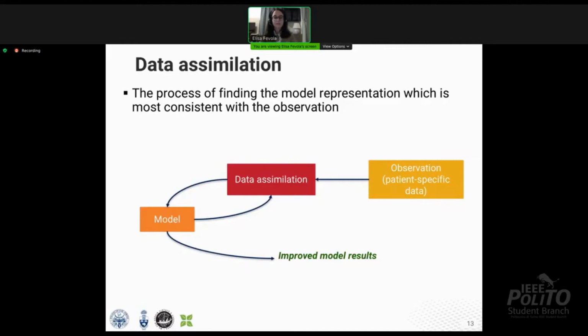And what data assimilation does is exactly this. It's a process of finding the model representation that best suits a set of data, what's called the observation. And so in order to properly do the data assimilation, we start from a set of patient-specific data, what is called observation, and through an assimilation process, we introduce those data into our mathematical model, so that in the end, our model will give improved results that are close to reality.